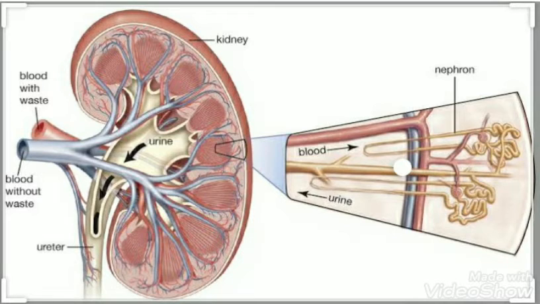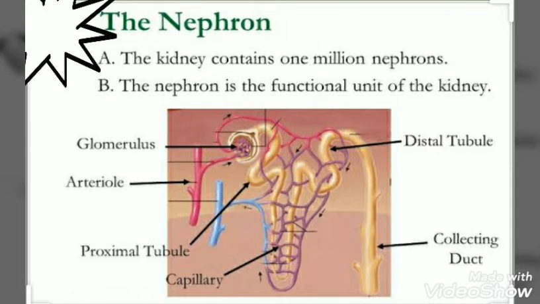We all know what the main function of the kidney is. It is to purify the blood. So, the main unit which actually purifies the blood inside a kidney is the nephron. If we open out each nephron, it will be roughly 16 kilometers in length.